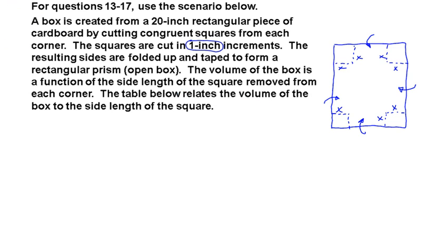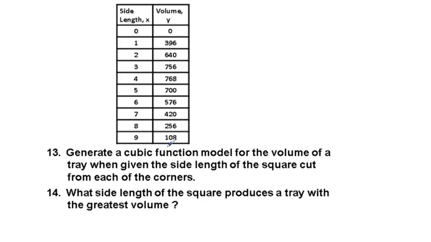So now we go to the table, and the table is going to be a cubic relation. In fact, it says problem 13, generate a cubic function model for the volume of a tray when given the side length of the square cut from each of the corners. So we go through the same process we've done in the past. We take first differences.